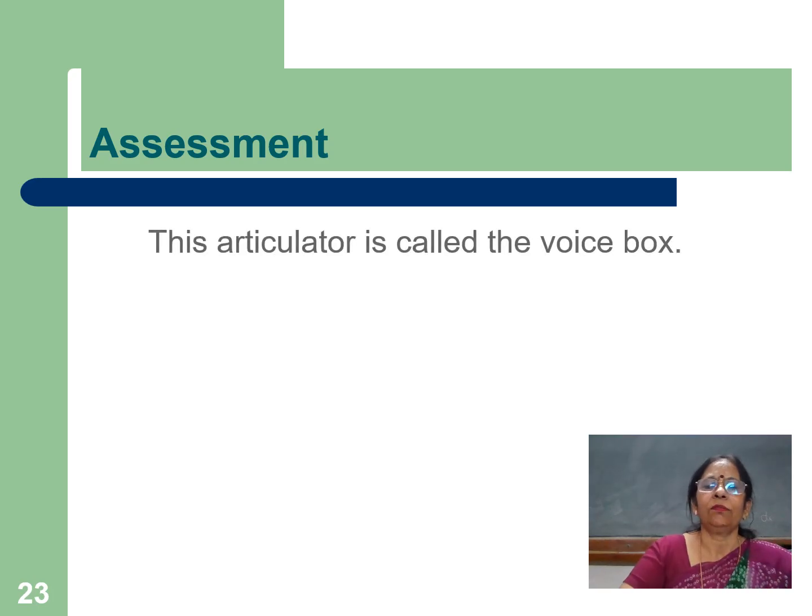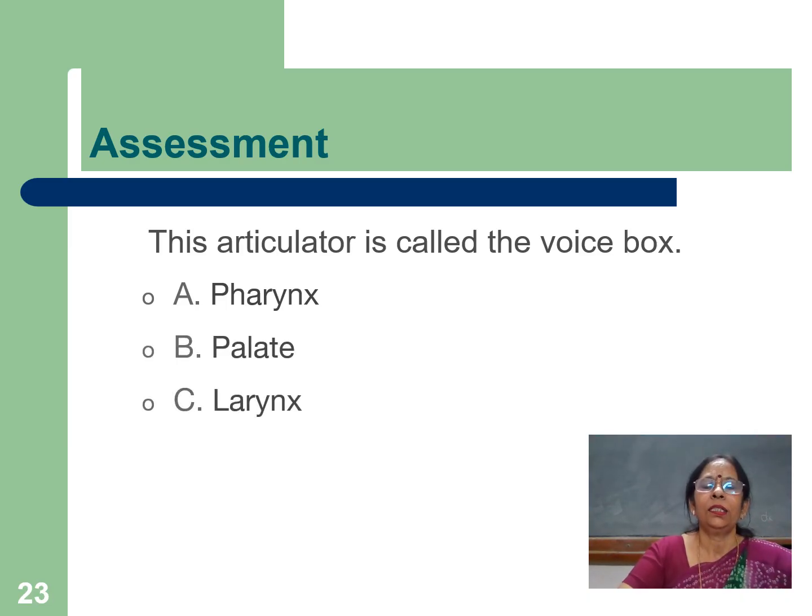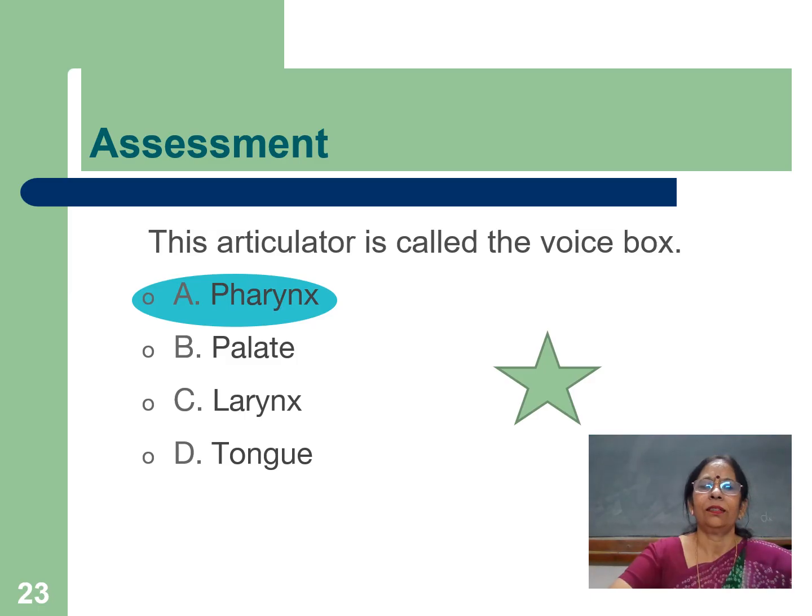The second question. The articulator is called the voice box. The options are pharynx, palate, larynx, or the tongue. And the right answer is pharynx.